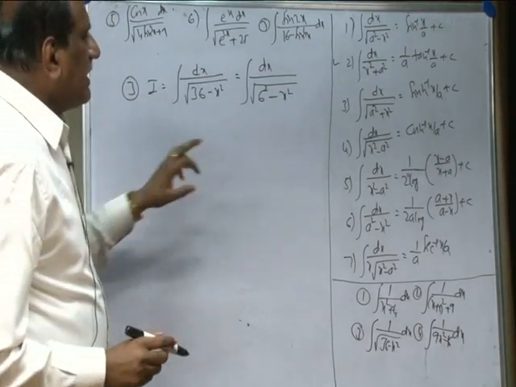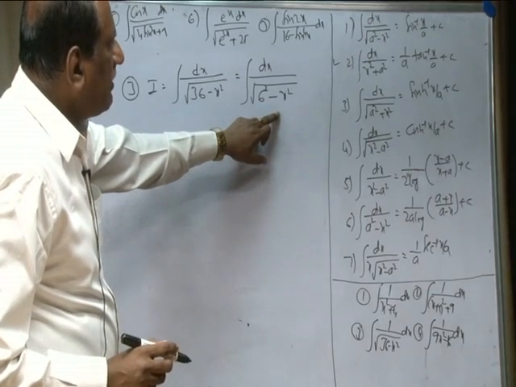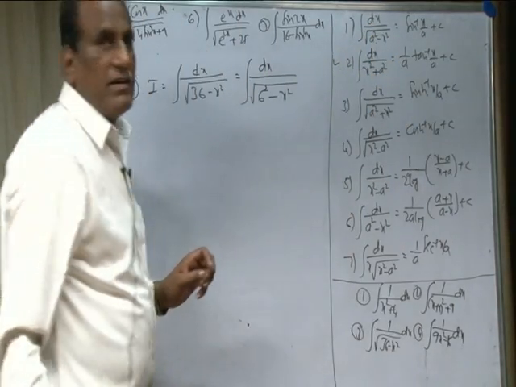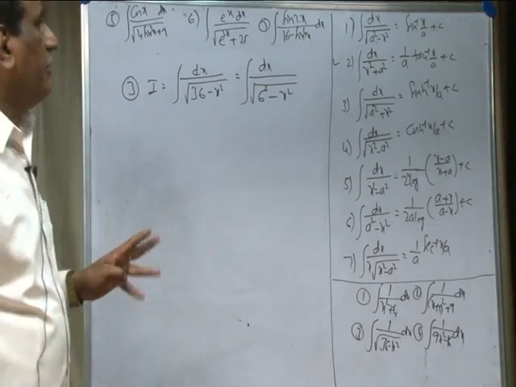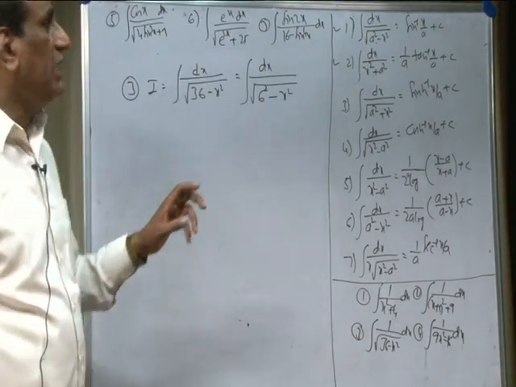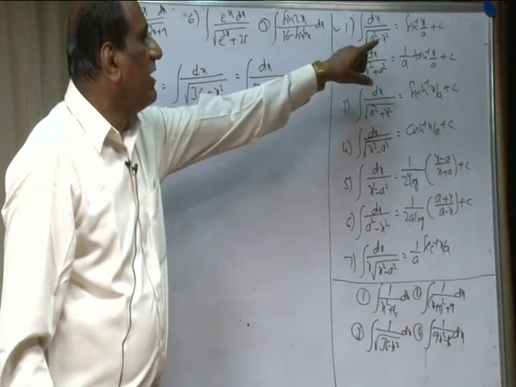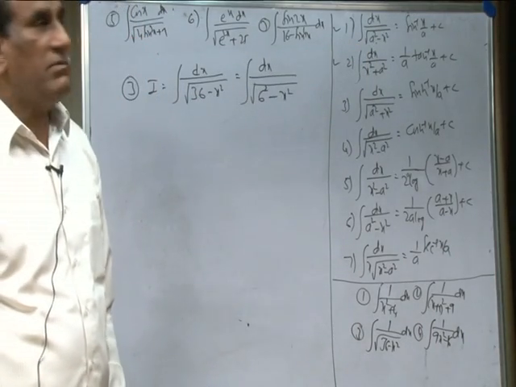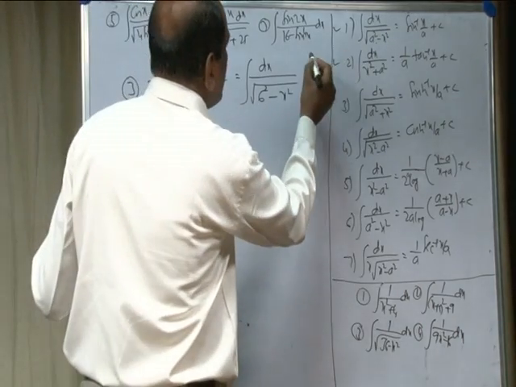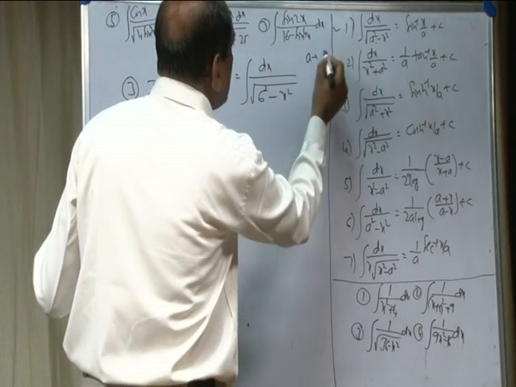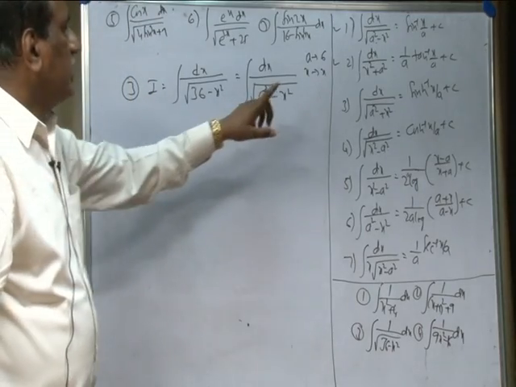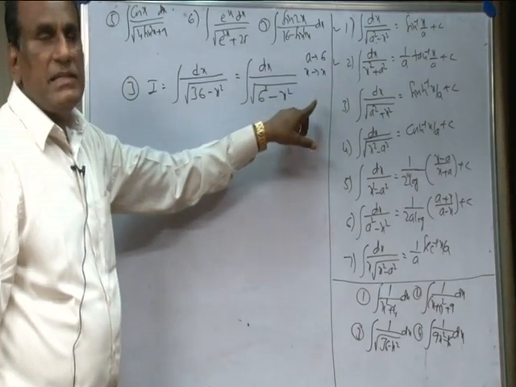This is exactly in the form dx by root of a square minus x square, which is sin inverse x by a plus c. So, I am using the first standard integral. The first standard integral is dx by root of a square minus x square is equal to sin inverse x by a plus c. Now, what is there in the place of a? In the place of a, 6 is there, in the place of x, x is there. So, a is equal to 6, x is equal to x in this problem.